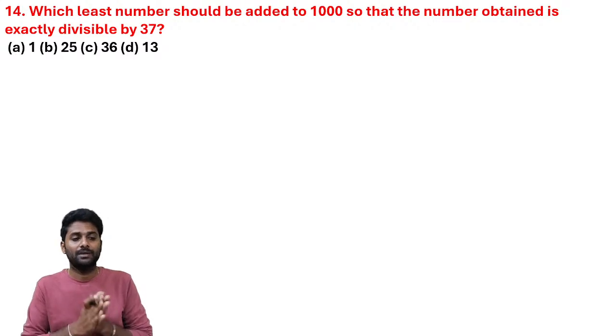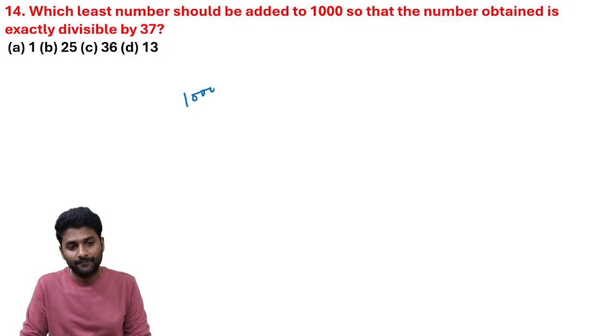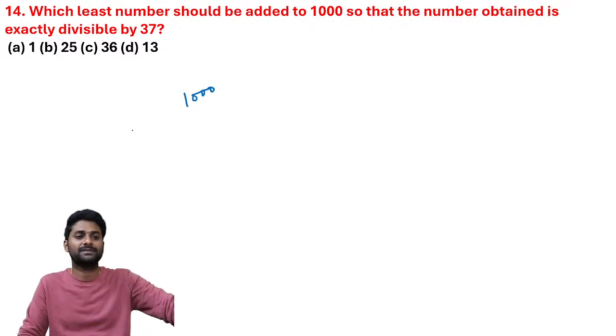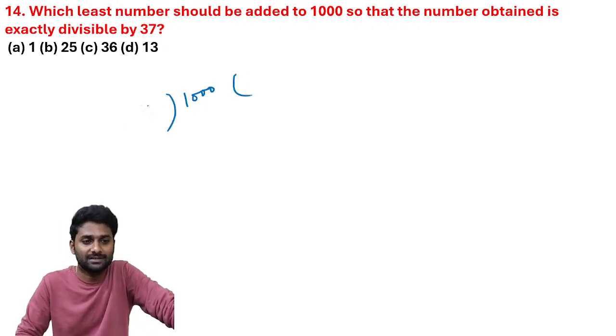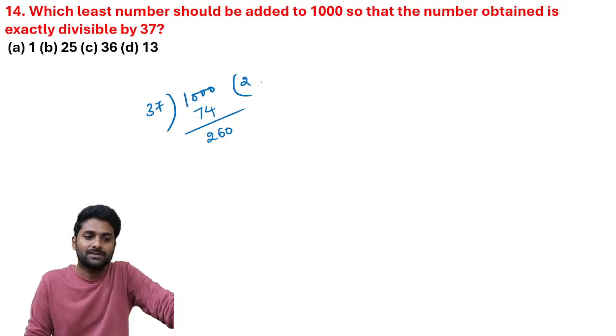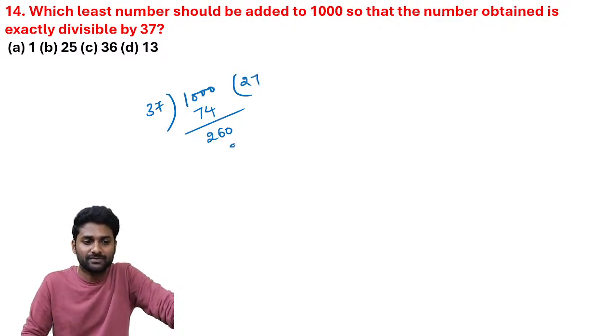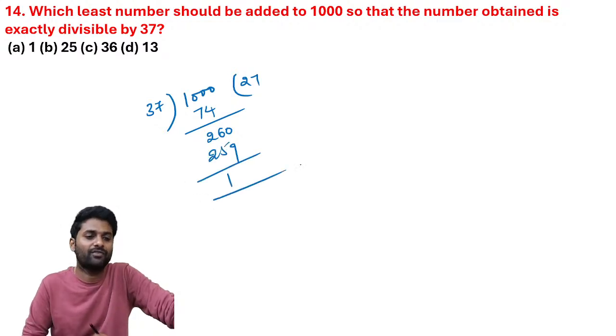Now see, which least number should be added to 1000 so that the number obtained is exactly divisible by 37? Let us take that. 37 into 2 is 74. Let's find the difference here: 260. So 37 into 7, 7 into 7 is 49, 7 into 3, 259. Then the difference becomes 1.